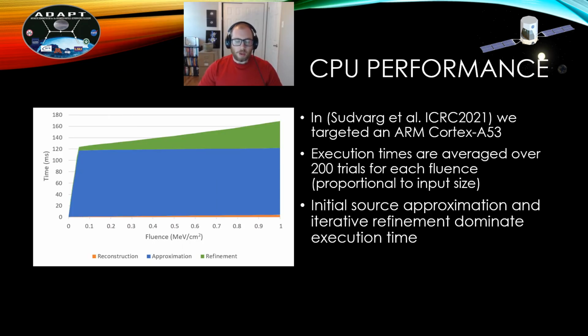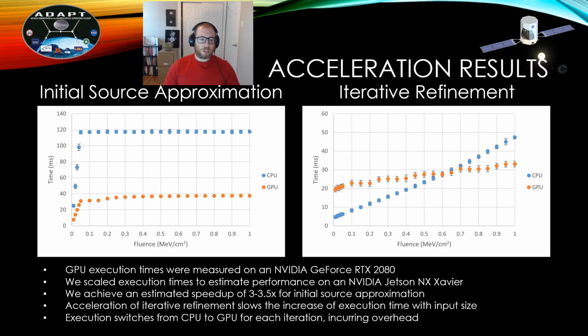Now, in our prior work, we developed these algorithms to target an ARM Cortex A53 CPU. And so we measured execution times on that CPU. Again, recall that fluence is proportional to the input data size. So for each fluence tested, we measured execution time over 200 trials. And as you can see, this initial source approximation stage and the iterative refinement stages are what dominate the execution time. And this is why we decided to target these 2 stages for acceleration on our GPU platform. So we measured our GPU accelerated pipeline's execution times on an NVIDIA GeForce RTX 2080, and then we scaled these execution times to estimate performance on an NVIDIA Jetson Xavier NX board so that we could compare these performance measurements to our original CPU implementation.